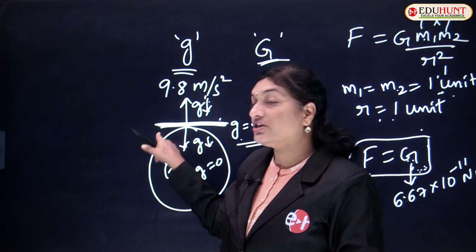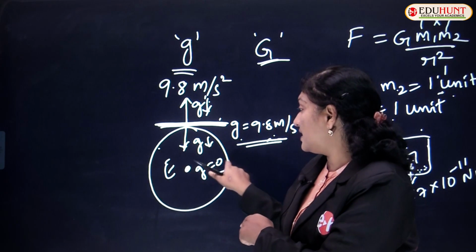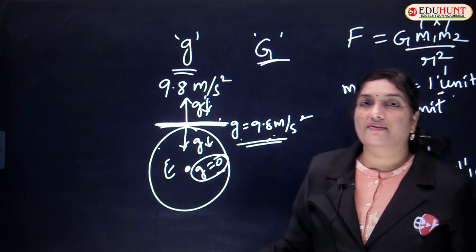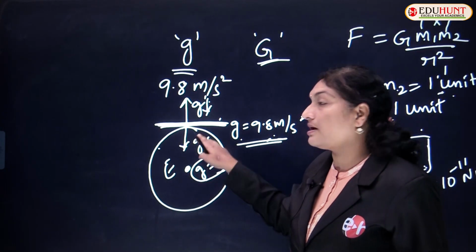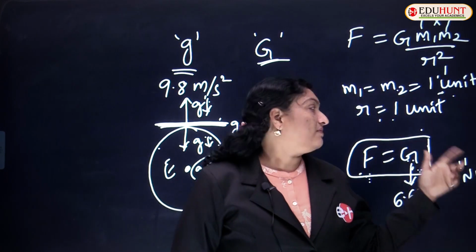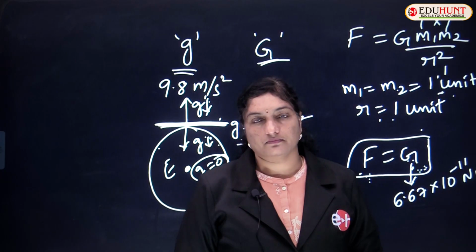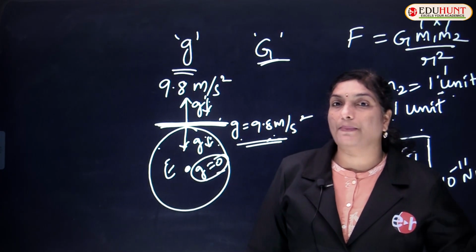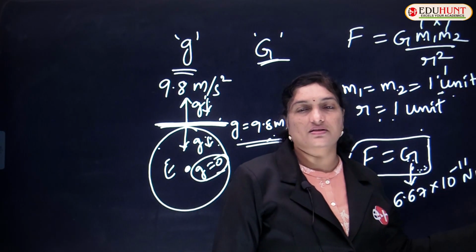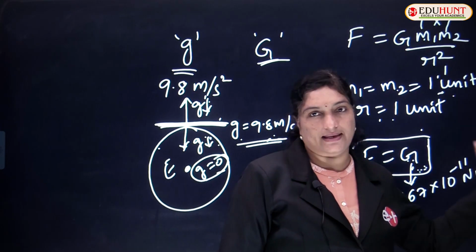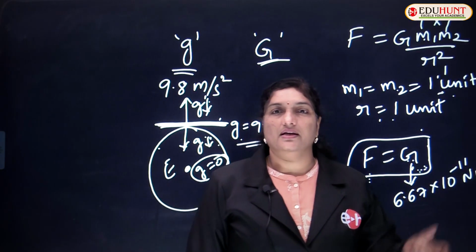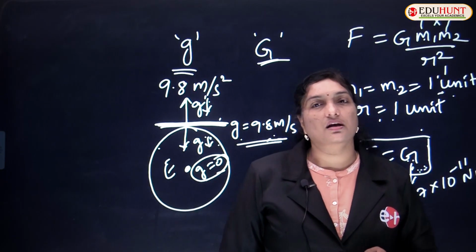Acceleration due to gravity at the center of the earth is taken as 0. But capital G is always constant, whether it is at the center of the earth, the surface of the earth, or away from the surface of the earth. Whatever the place you consider, its value remains constant, whether it is sun, planet, moon, it will not change from place to place. So this is all about the differences between the acceleration due to gravity and universal gravitational constant.